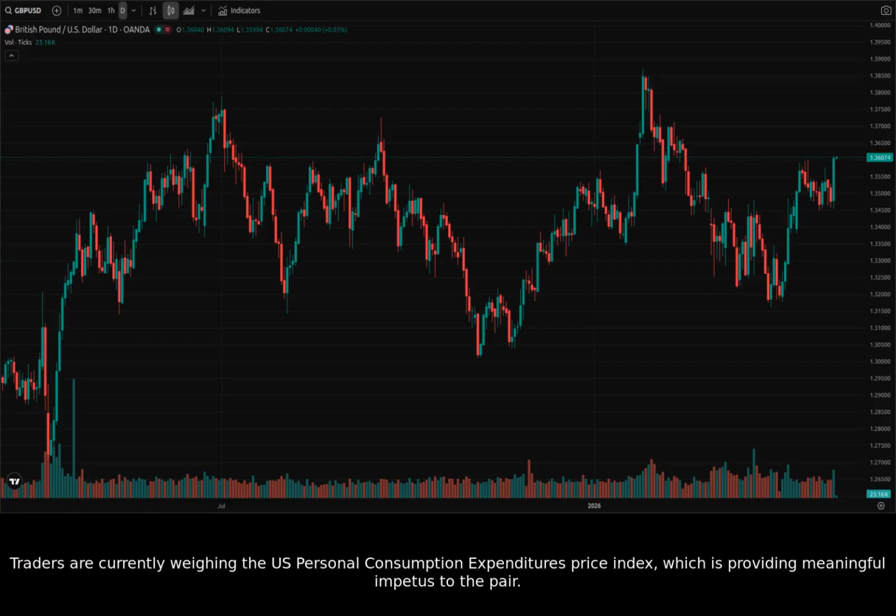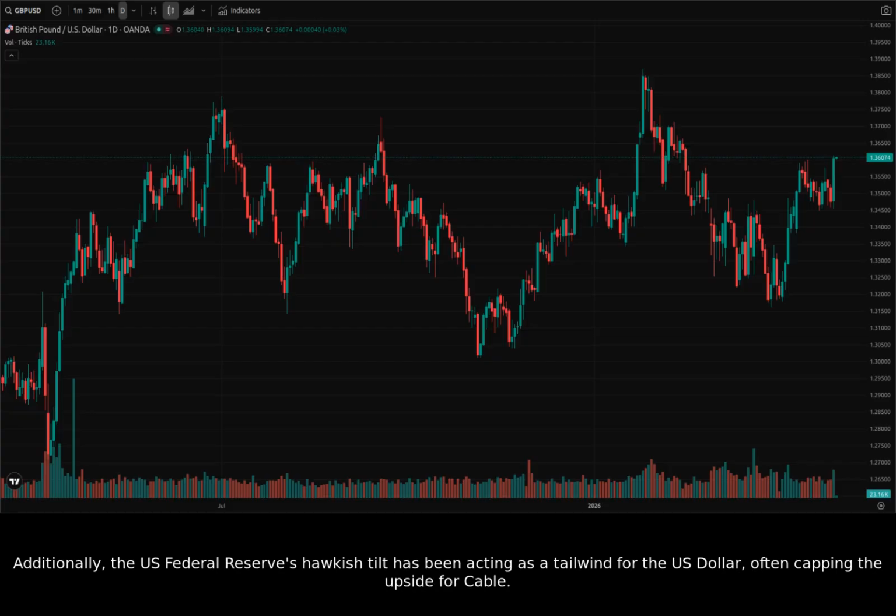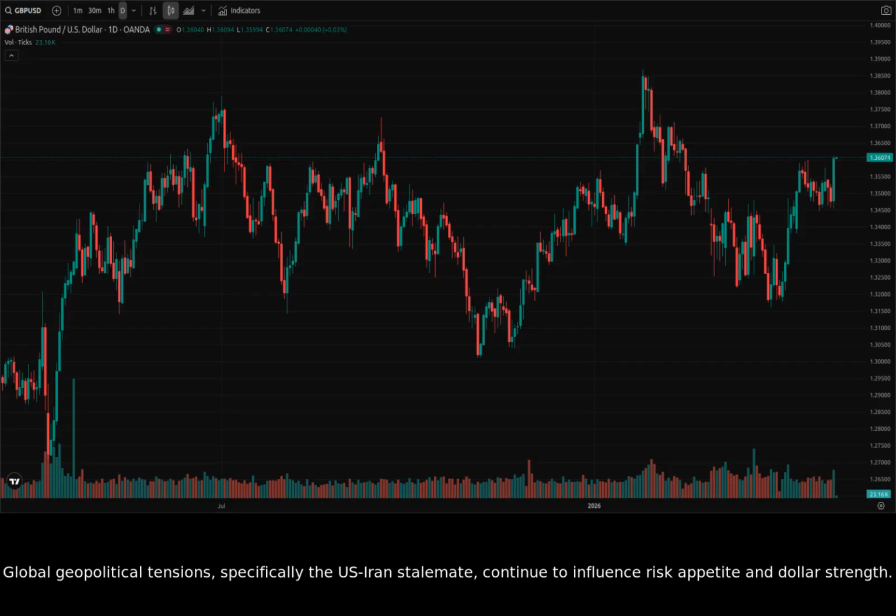Traders are currently weighing the U.S. Personal Consumption Expenditures Price Index, which is providing meaningful impetus to the pair. Additionally, the U.S. Federal Reserve's hawkish tilt has been acting as a tailwind for the U.S. dollar, often capping the upside for cable. Global geopolitical tensions, specifically the U.S.-Iran stalemate, continue to influence risk appetite and dollar strength.